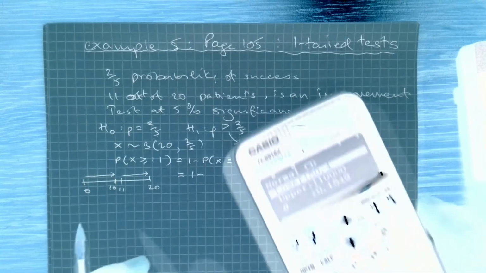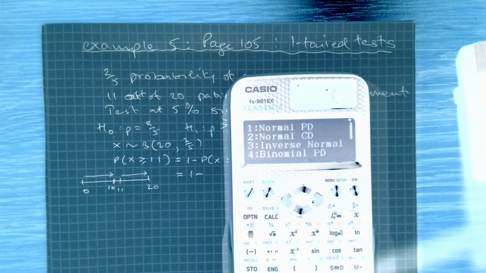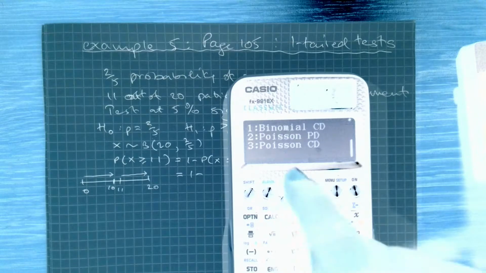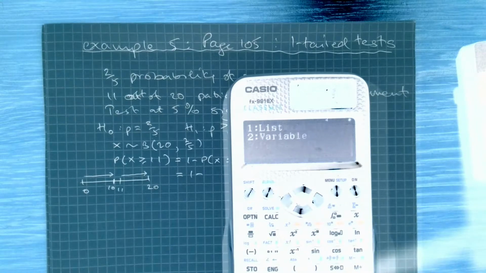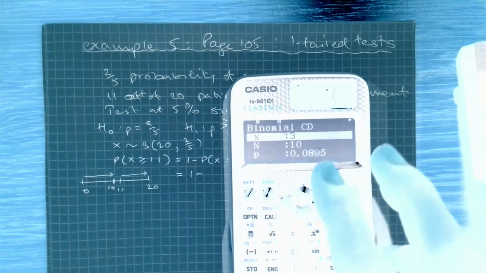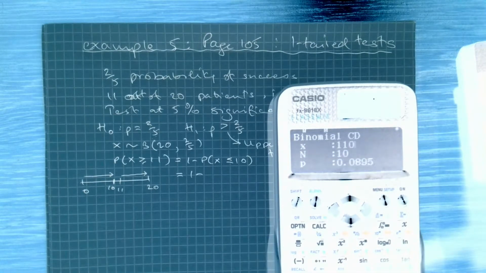so we get the calculator, remember menu 7, and we want binomial CD, so you press down, and then we want binomial CD, which is 1. We want it as a variable, number 2, and X in this case is 10, not 110, it's 10. N is 20.